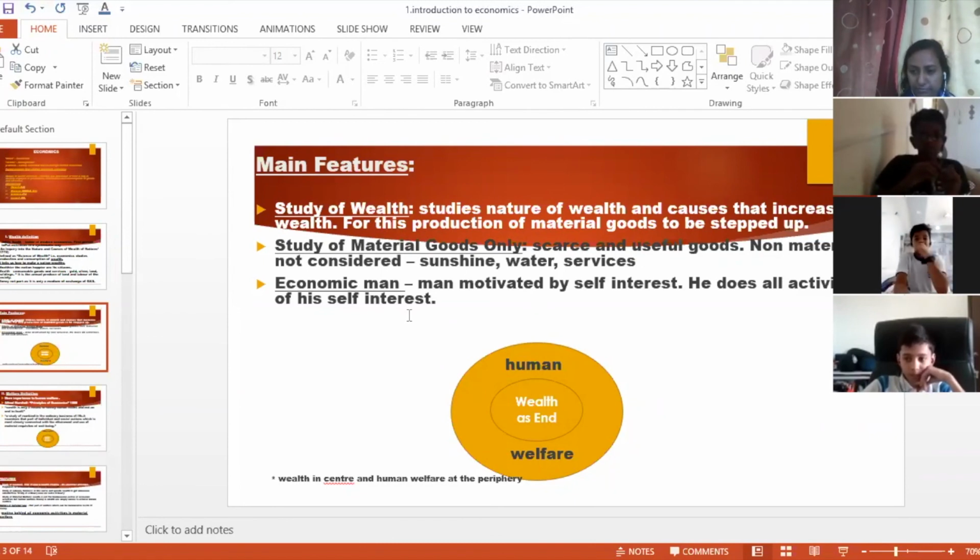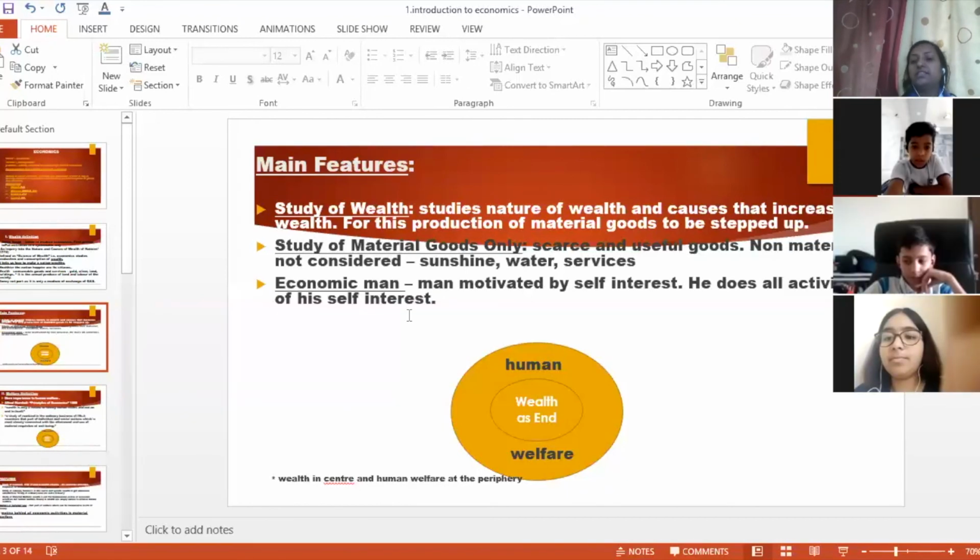The main features are clear. What are the three main features? Study of wealth. It is a study of material goods. And it studies the economic man. Economic man is that man who is motivated by self-interest, who does all activities for his self-interest only.